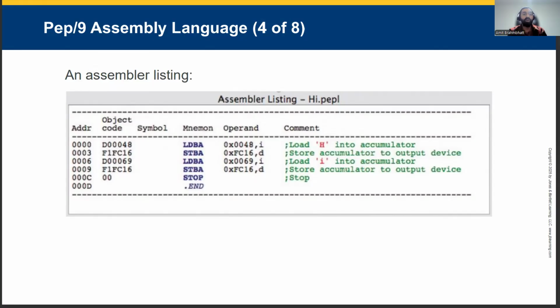The listing also helps you understand the exact memory layout of your program, making it easier to find errors in addressing, branching, or data handling. Learning to read an assembler listing is a vital skill for low-level programmers because it exposes what the machine truly sees and executes.